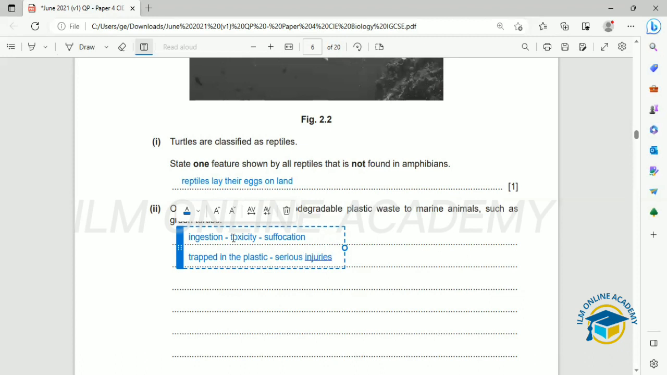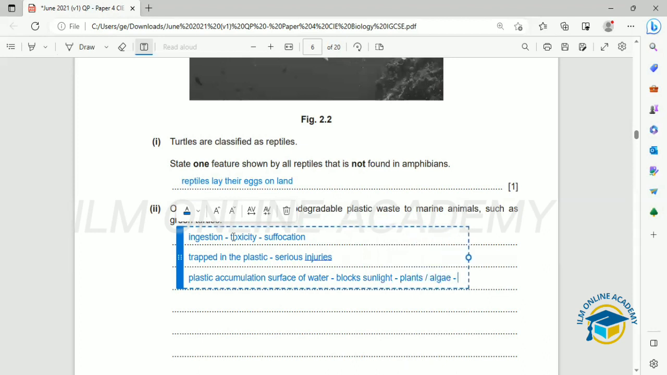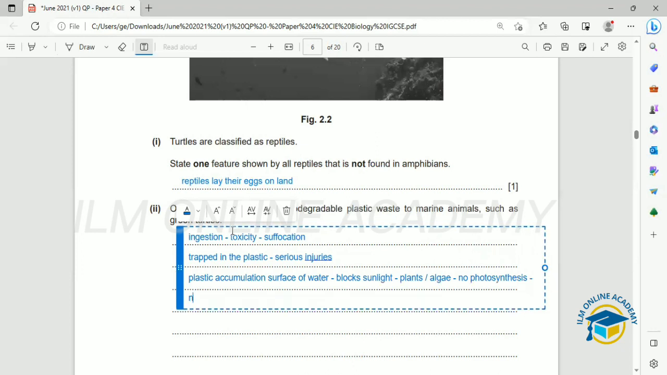Then if we talk about indirect effects, it would be when plastic gets accumulated on the surface of water. It might block the sunlight. Marine plants and algae won't be able to photosynthesize. No food, they might start dying. And with that, the food chain would get disturbed.